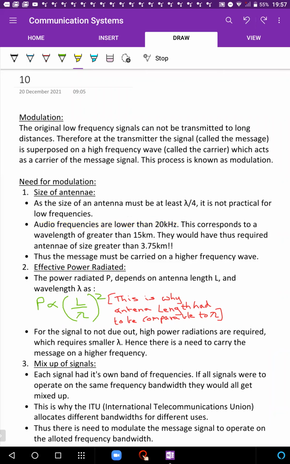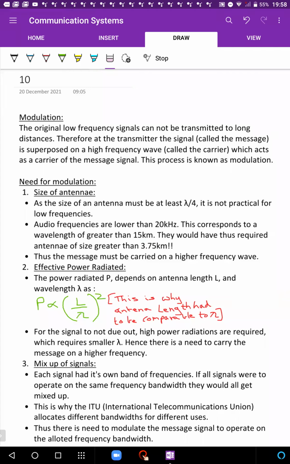If we were to build towers which would operate in that frequency range, even if you use 20 kilohertz, that corresponds to a wavelength of greater than 15 kilometers. The frequency is lesser than 20 kilohertz, wavelength is greater than 15 kilometers. Thus, the antenna size will have to be greater than 3.75 kilometers. Almost close to 50% of the size of Mount Everest. So these tower antenna sizes become very large if the wavelength is very large or the frequency is very low.